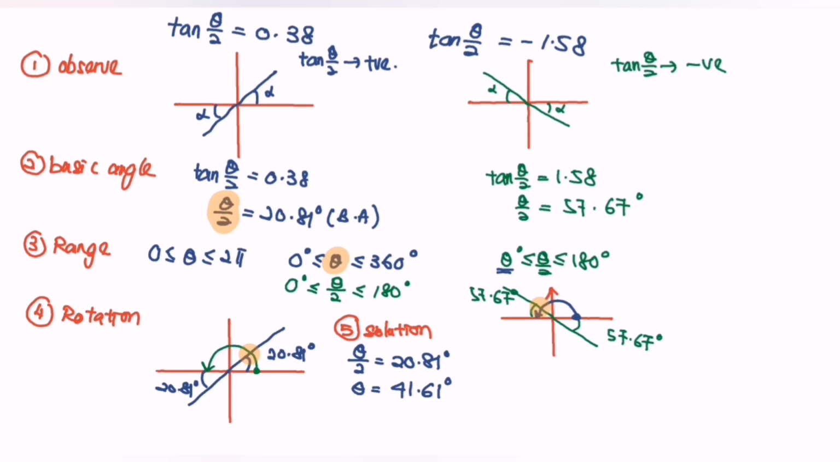Step number 5, theta over 2, which is equals to 180 minus 57.67. So theta over 2 will be equals to 122.33 degree. So finally, we have to multiply with 2 so that we have theta. So my final answer will be 244.66 degree. So finally, we have to express our answer in the form of radian.